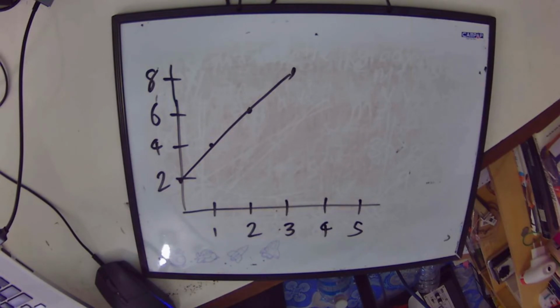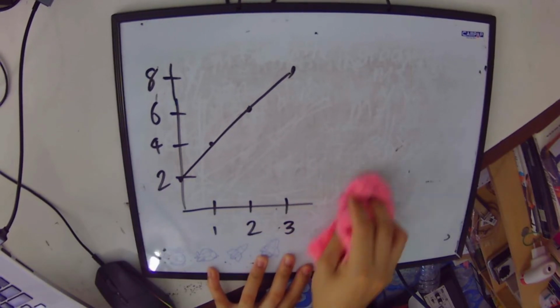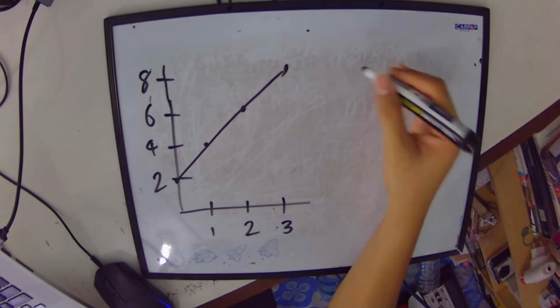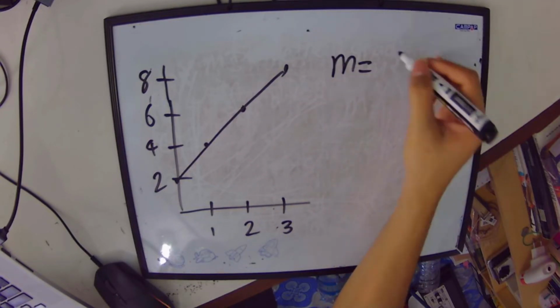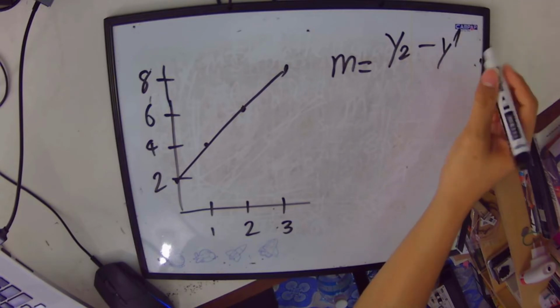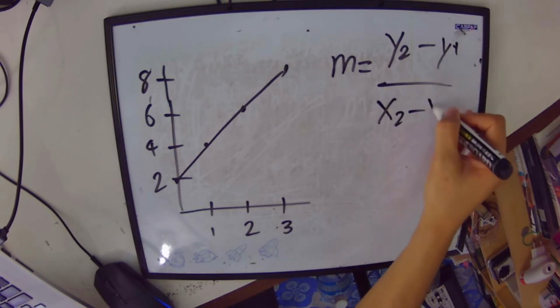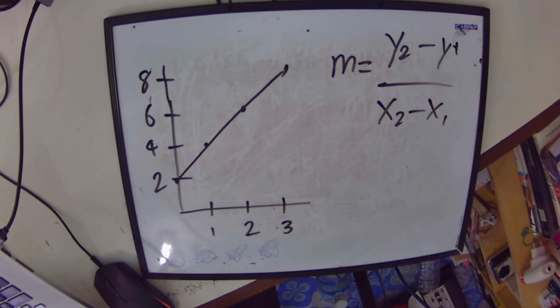Alright, so now class, take a few minutes, cuba kamu cari gradient ataupun M. And once kamu sudah dapat jawapan, go ahead and type it in the chat box. So M, remember, equals y2 minus y1 over x2 minus x1. Okay, so go ahead everyone, try. And then when you're done, go ahead, write your answer in the chat.